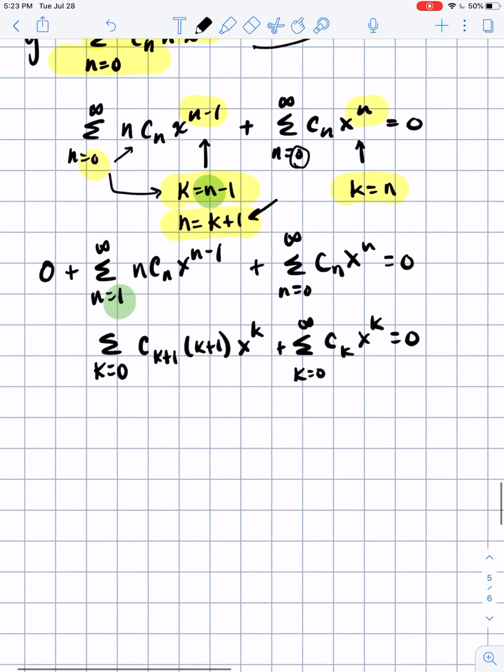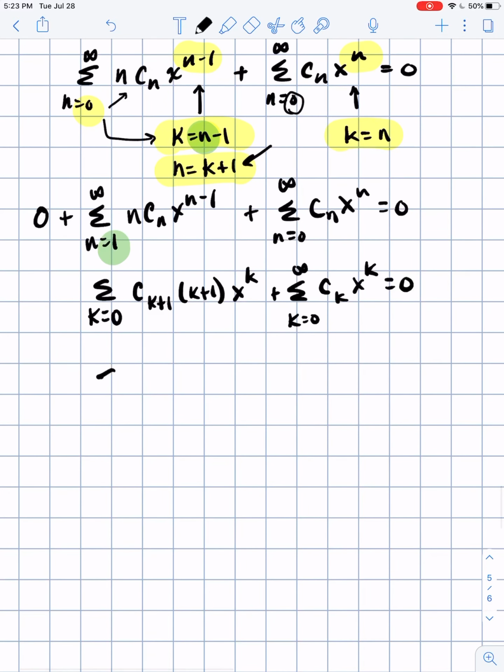This one you're just changing everything because it's the same. And now we could make this into one series where k starts at 0. We're going to have c sub k plus 1 times k plus 1. I'm going to factor out that x to the k, and then we have plus c sub k, and then the whole thing x to the k equals 0.